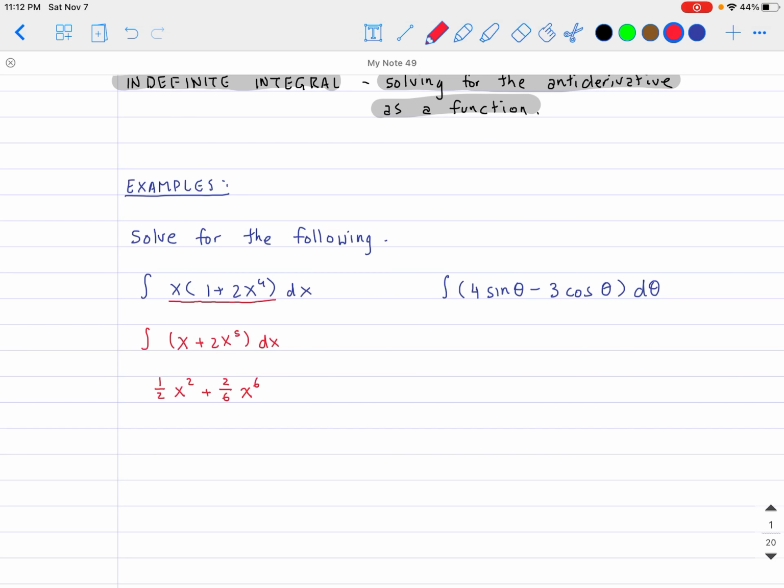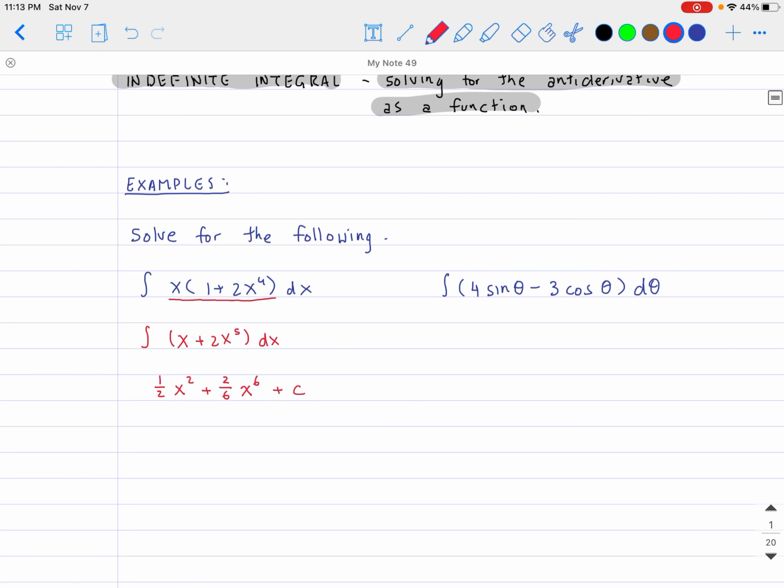And every single time that you do an indefinite integral, there should be a plus c at the end, because c is supposed to be a constant. If you take the derivative of a constant, it's always going to be 0. So for any indefinite integral, there are an infinite number of solutions depending on what c is, because c is really just where you're shifting the function. Finally, to clean this up, my final answer is 1/2 times x squared plus 1/3 multiplied by x to the 6th, plus c. That is my answer for this indefinite integral.